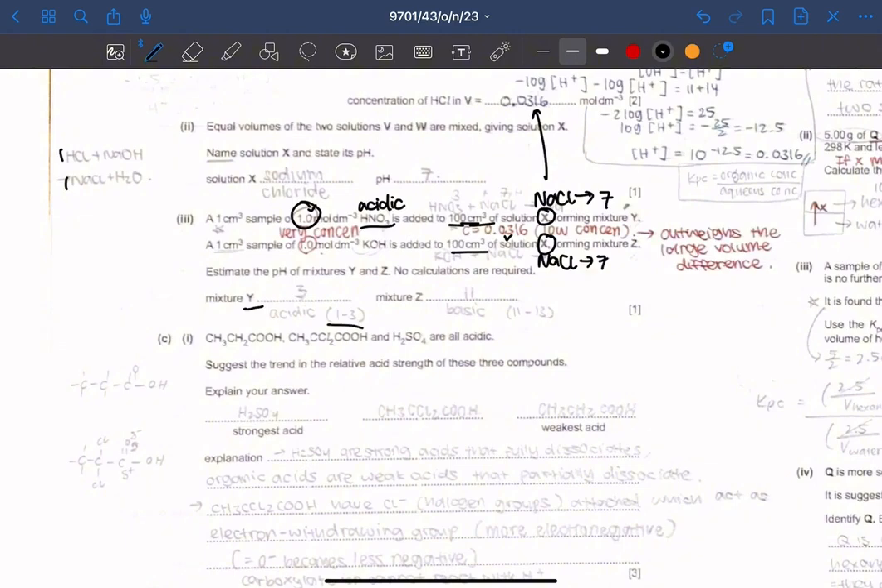So in the answer key, there is a range of pH 1 to 3, and then for mixture Z, KOH, we know OH is a very alkaline or basic compound with a very high concentration compared to the 0.0316 concentration of NaCl, which is neutral pH. So we can assume that mixture Z is very basic, and in the answer key they give a range of 11 to 13 pH, and therefore I answered 11 and 3 for mixture Z and Y.